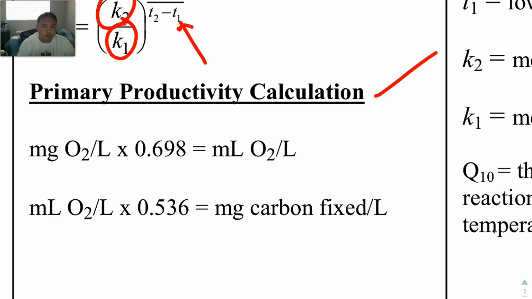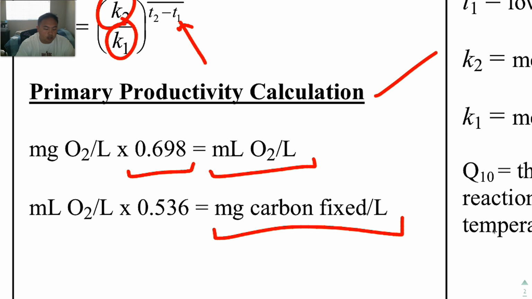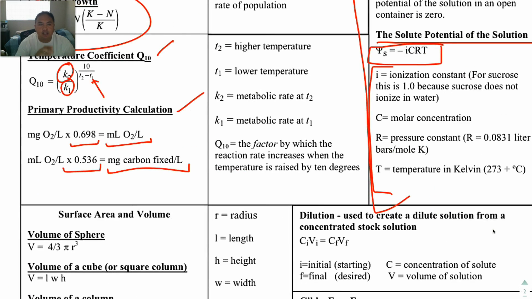Primary calculation, if they're looking for mL O2 per liter, you know you have to multiply by 0.698. If they ask you to calculate carbon fixed per liter, you know you're going to multiply by 0.536. So look into the key words of the math questions, look in your formulas, and it has to be there.